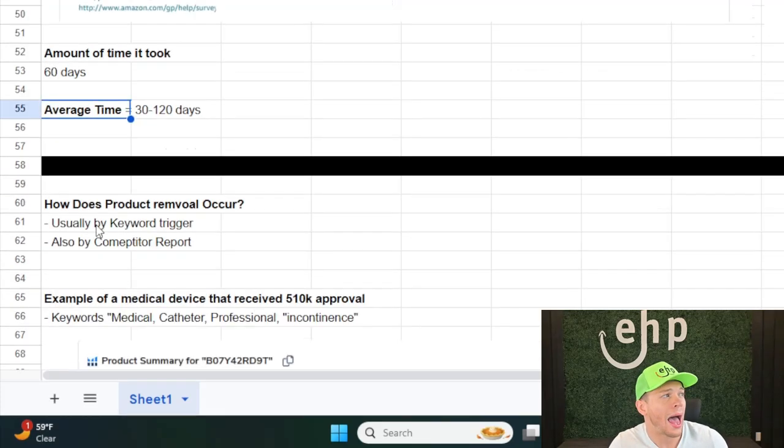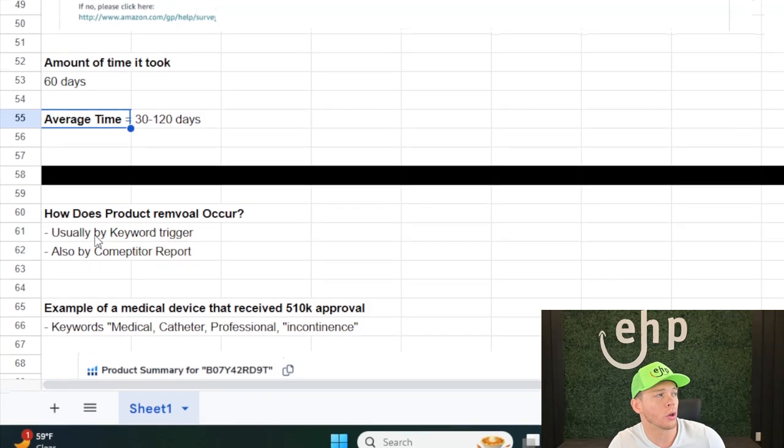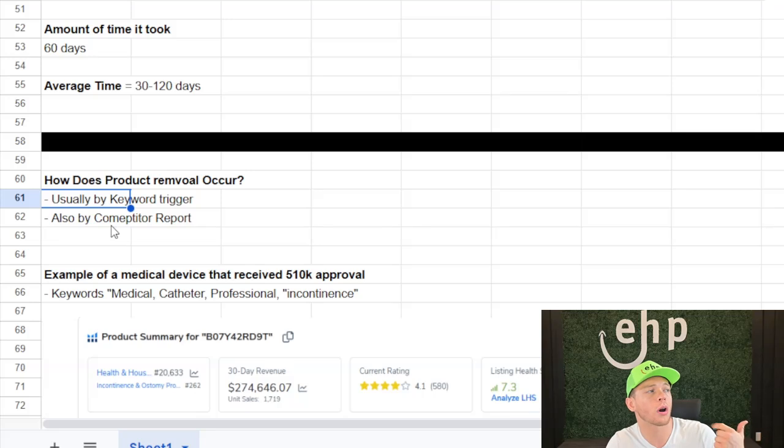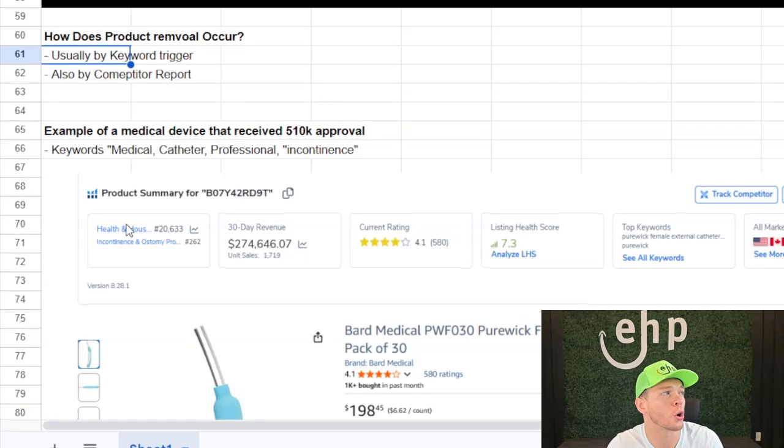Now, how does product removal occur? It's usually a keyword trigger or a competitor reports you. So if you're selling a product, it's usually a keyword that sets it off. Amazon's AI comes in, or it could be a competitor reports you.